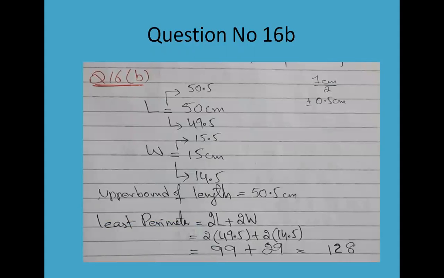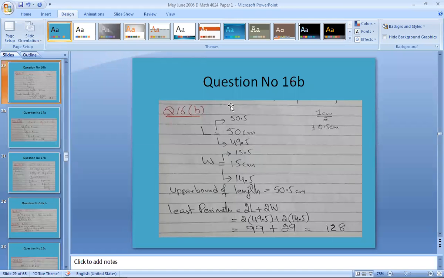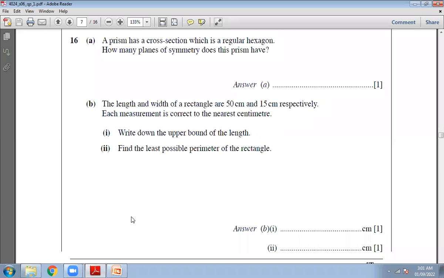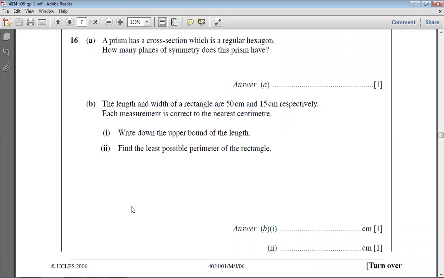Okay, then he says next question. The length and the width of a rectangle are 50 centimeter and 15 centimeter respectively. Each measurement is correct to the nearest centimeter. So I know the length is 50 centimeter, and because this is correct to the nearest centimeter, it means 1 centimeter. I will divide the 1 centimeter by 2, so you will get 0.5 centimeter. I will find the upper and the lower bound of the length.